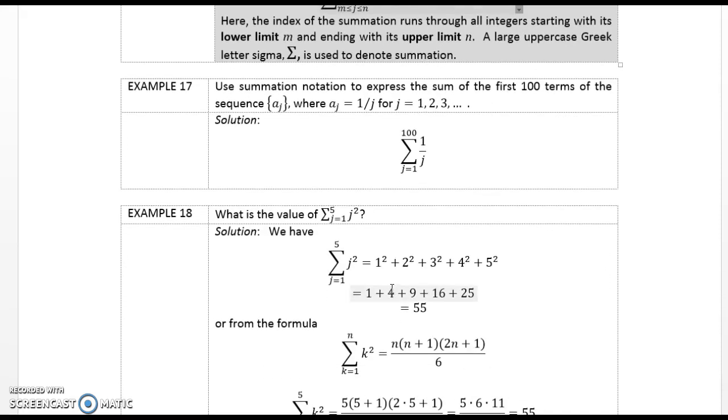Use the summation notation to express the sum of the first 100 terms of the sequence a subscript j, where a sub j is equal to 1 over j for j equal 1, 2, 3. I prefer it this way, j equal 1 to 100, 1 over j.